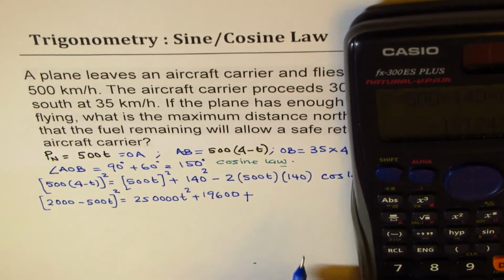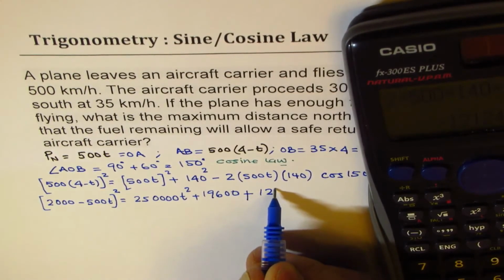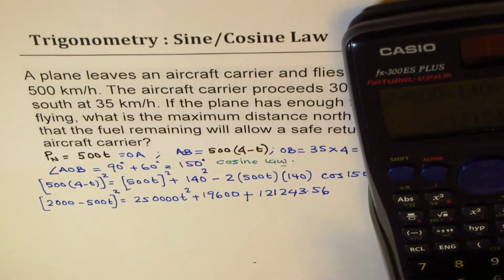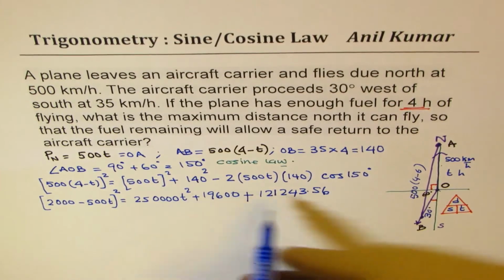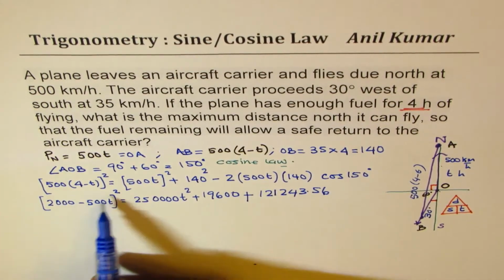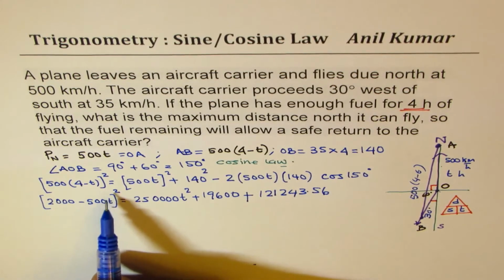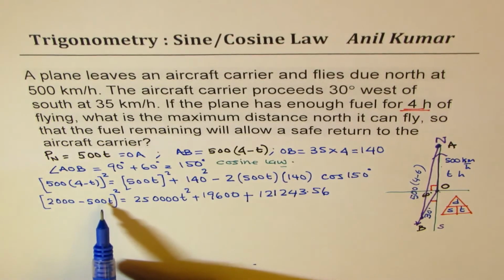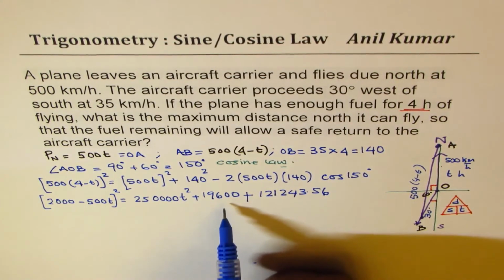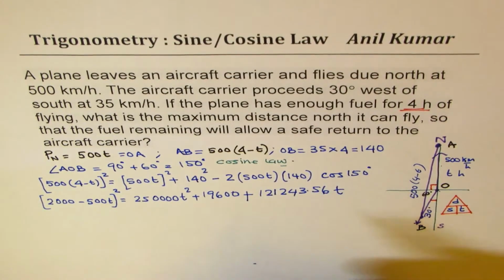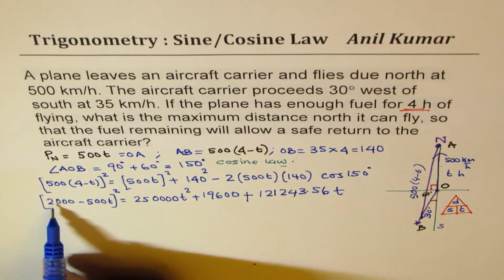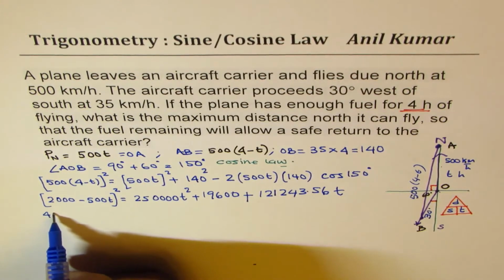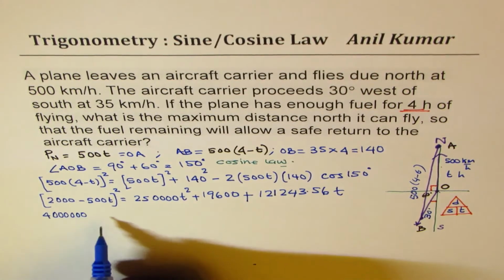It is 121,243.56. Okay, so we got that. On the left side, we have a minus b whole square. We can expand this: a square minus 2ab plus b square. Well, there was t also here, so let me write t also here. Perfect. So square of 2000 will be 4. 2 times 2 is 4, and 6 zeros. That means 4 million, right?